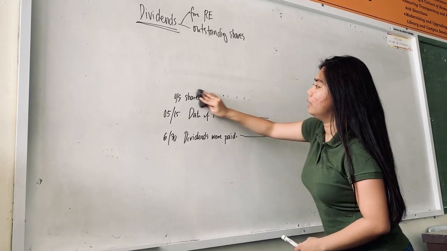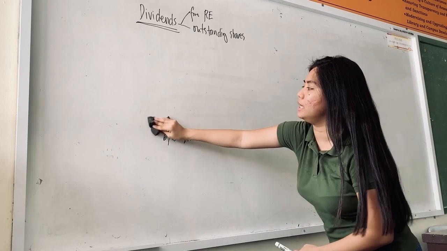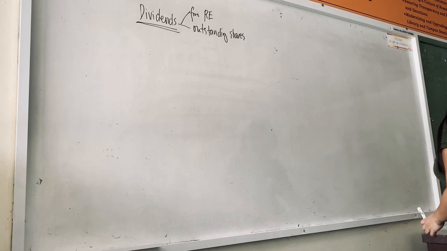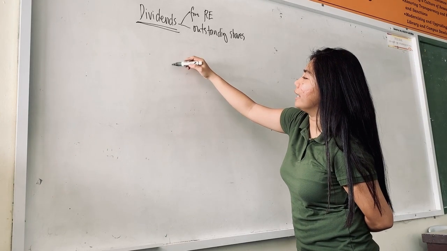At syempre, hindi uso sa accounting ang madali. Kaya pag madali, sasabihin nun, hindi makatotohanan. So, gawin natin yung ito ang makikita nyo sa libro. Subukan natin kung kaya i-analyze.